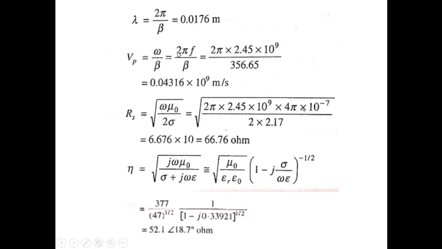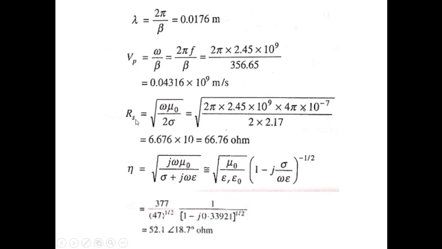The phase velocity Vp is equal to omega by beta. Omega is 2 pi f, so 2 pi into 2.45 into 10 raised to 9, divided by beta, which is 356.65. If you simplify this, you will get 0.04316 into 10 raised to 9 meter per second.